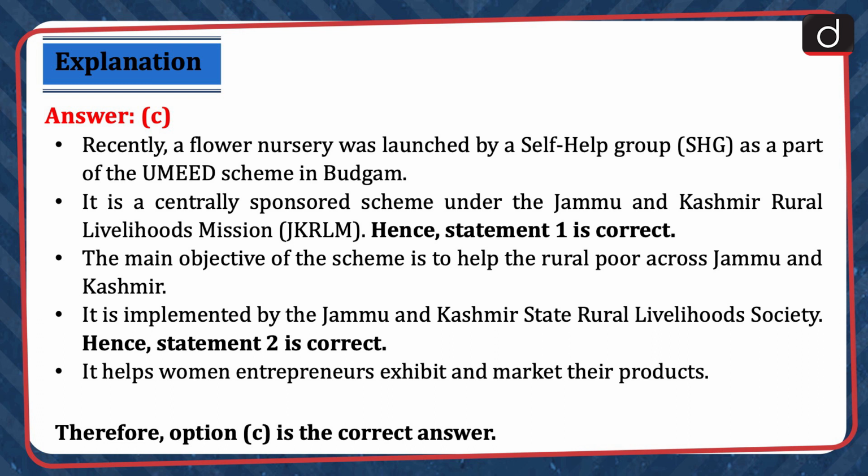Recently, a flower nursery was launched by a self-help group as a part of the UMEED scheme in Budgam. It is a centrally sponsored scheme under the Jammu and Kashmir Rural Livelihoods Mission, hence statement 1 is correct. The main objective of the scheme is to help the rural poor across Jammu and Kashmir. It is implemented by the Jammu and Kashmir State Rural Livelihood Society, hence statement 2 is correct. It helps women entrepreneurs exhibit and market their products. Therefore, option C is the correct answer.